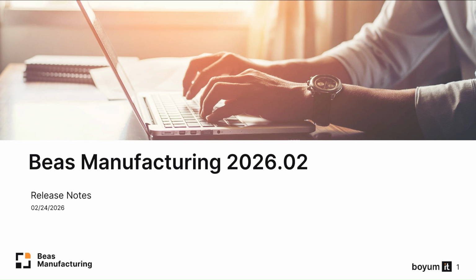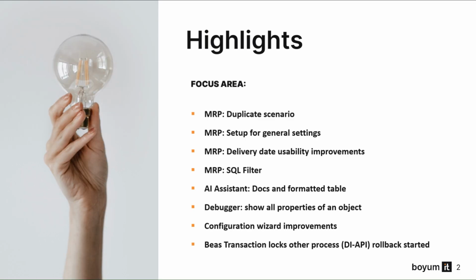Hello and welcome. In this video, we're going to look at all the major improvements and fixes of Beas Manufacturing 2026.02. In this version, we concentrated on bug fixing and focused on various improvements in the MRP area, filter, and general settings, along with usability improvements. We added new functions and enhanced the usability of the Beas AI Assistant, and improved the Debugger and Configuration Wizard usability. Let's see all these in detail.